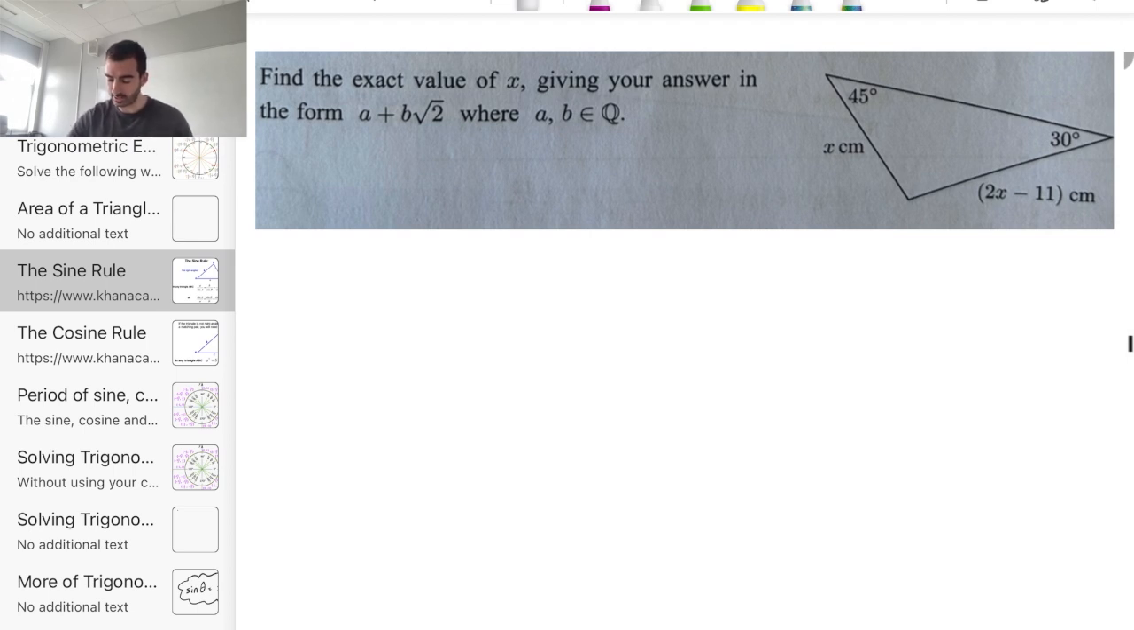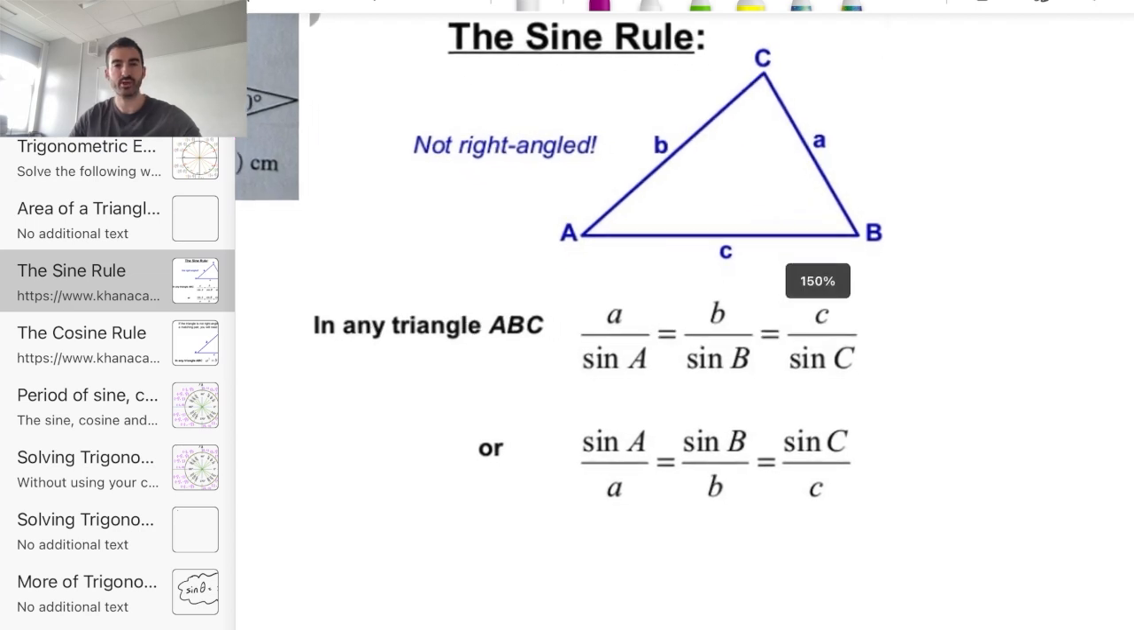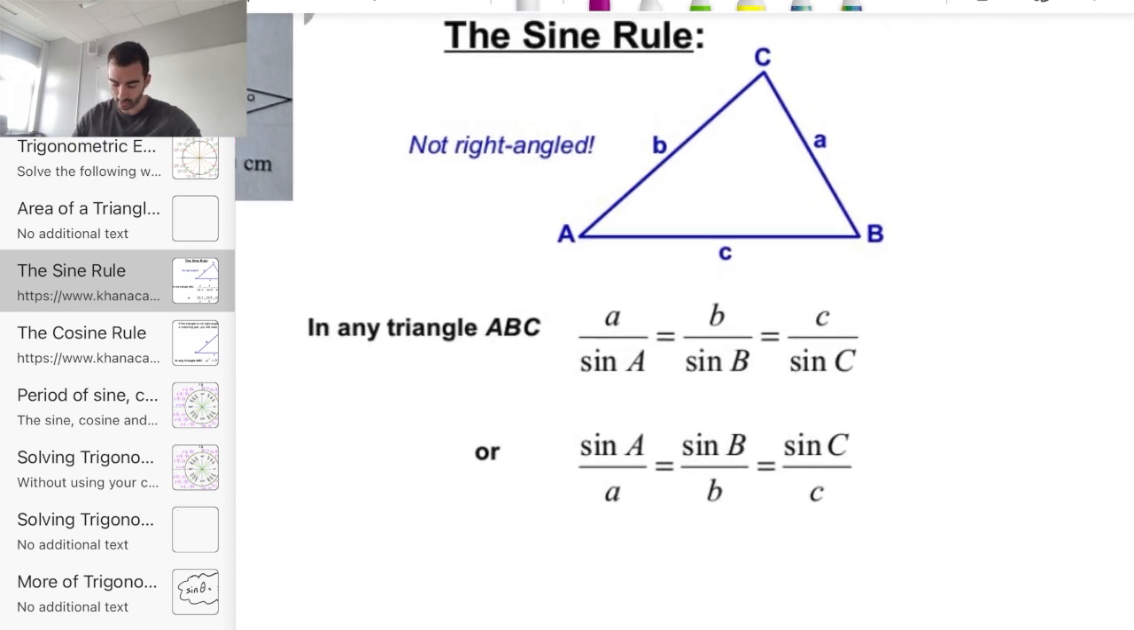And I can see from the sketch given that I have 45 degrees, and opposite is the given side, and opposite the 30 degrees there is the given side x. That tells me that I'm going to use the sine rule. So to remember the sine rule, we are dealing with a not right angled triangle, and we have the ratios of the sides and opposite angles.